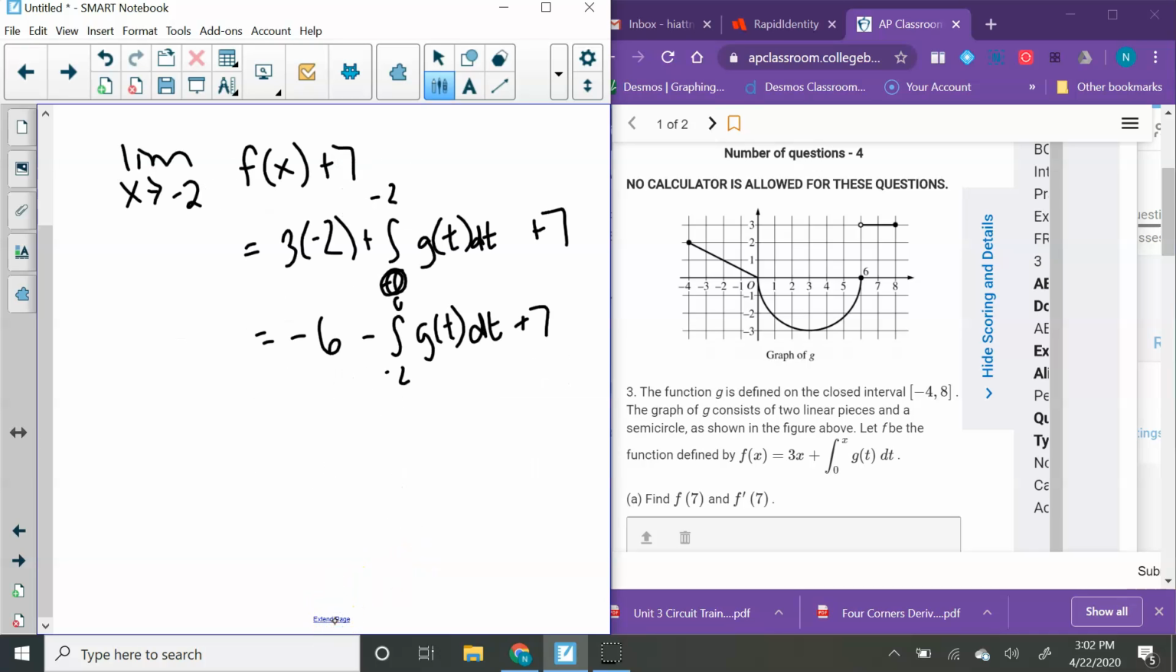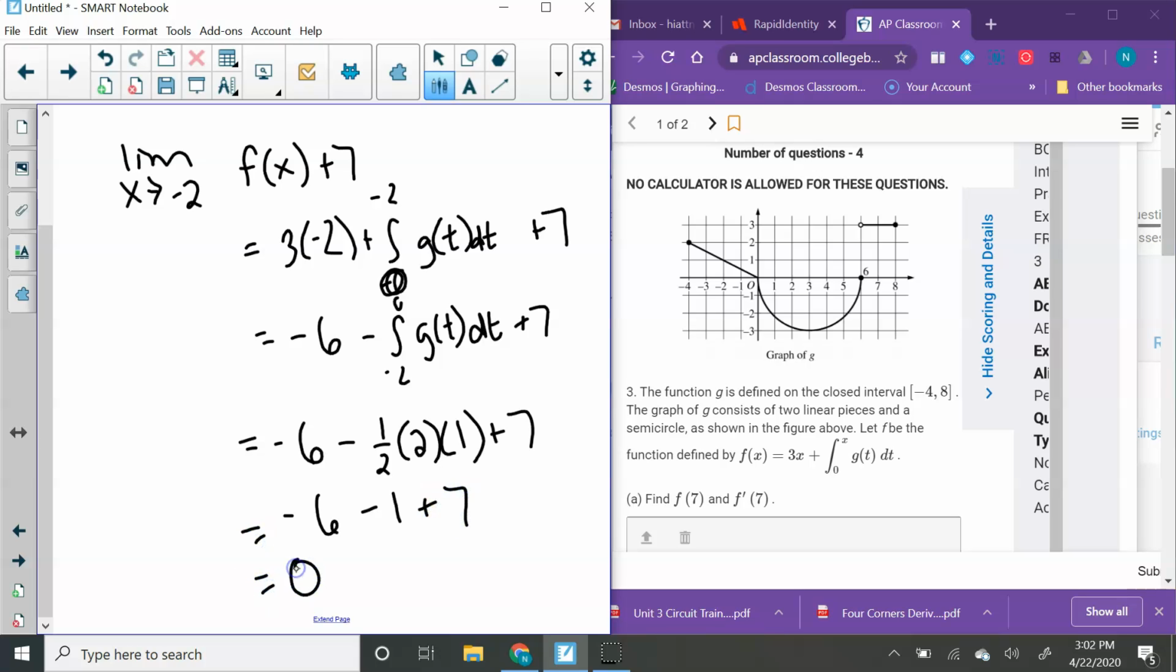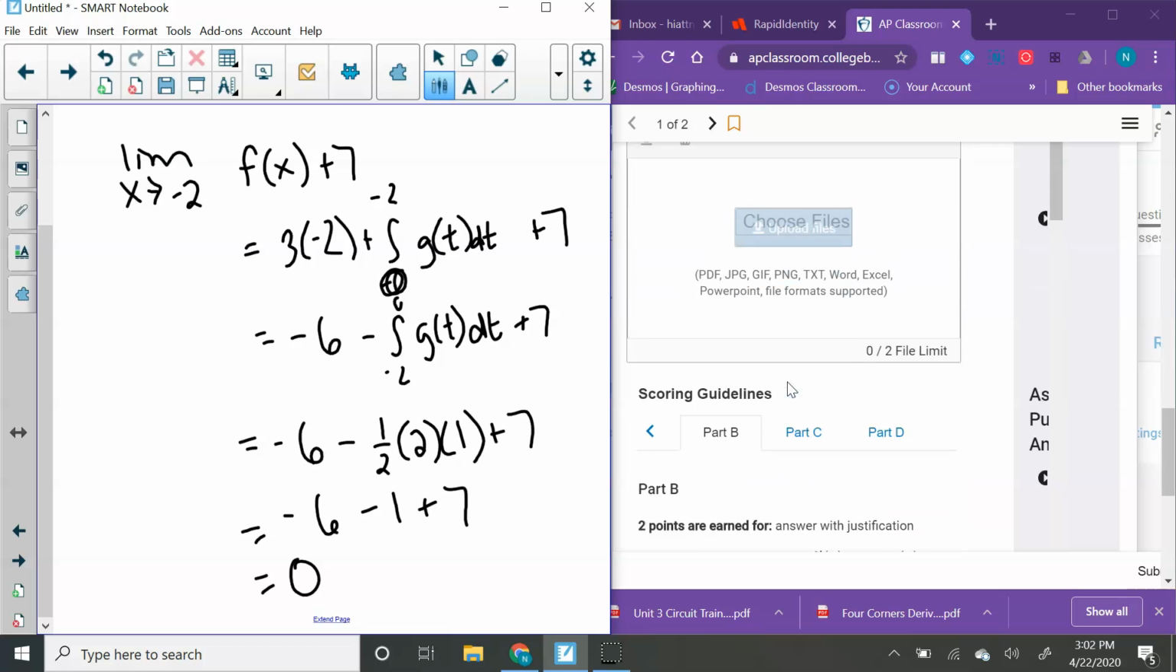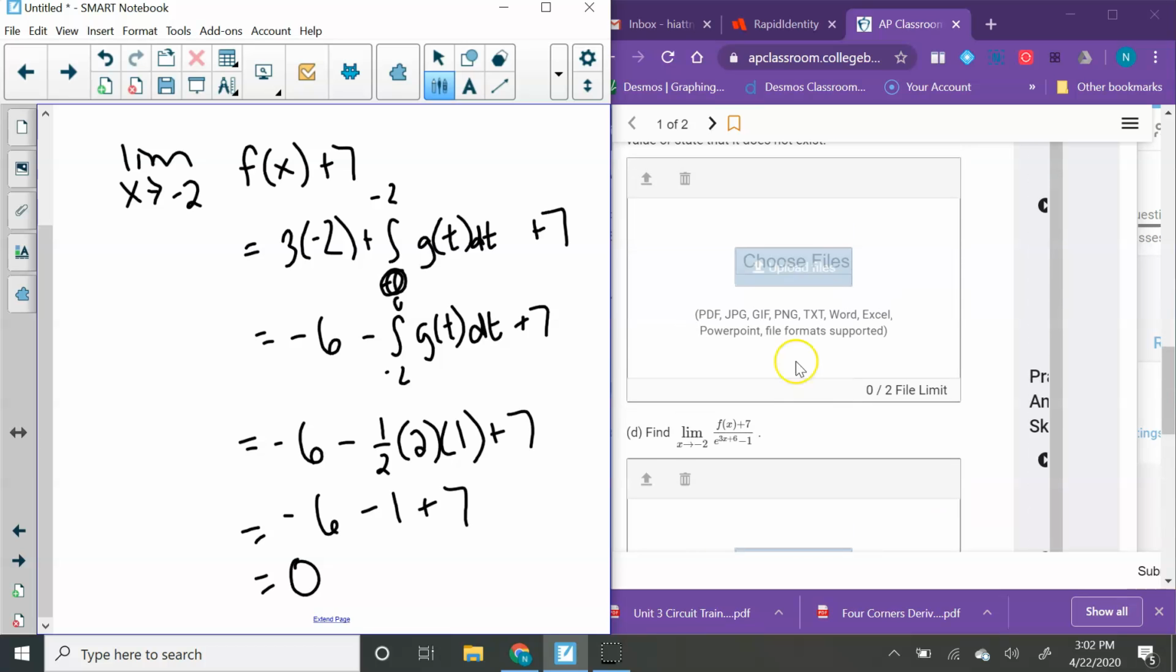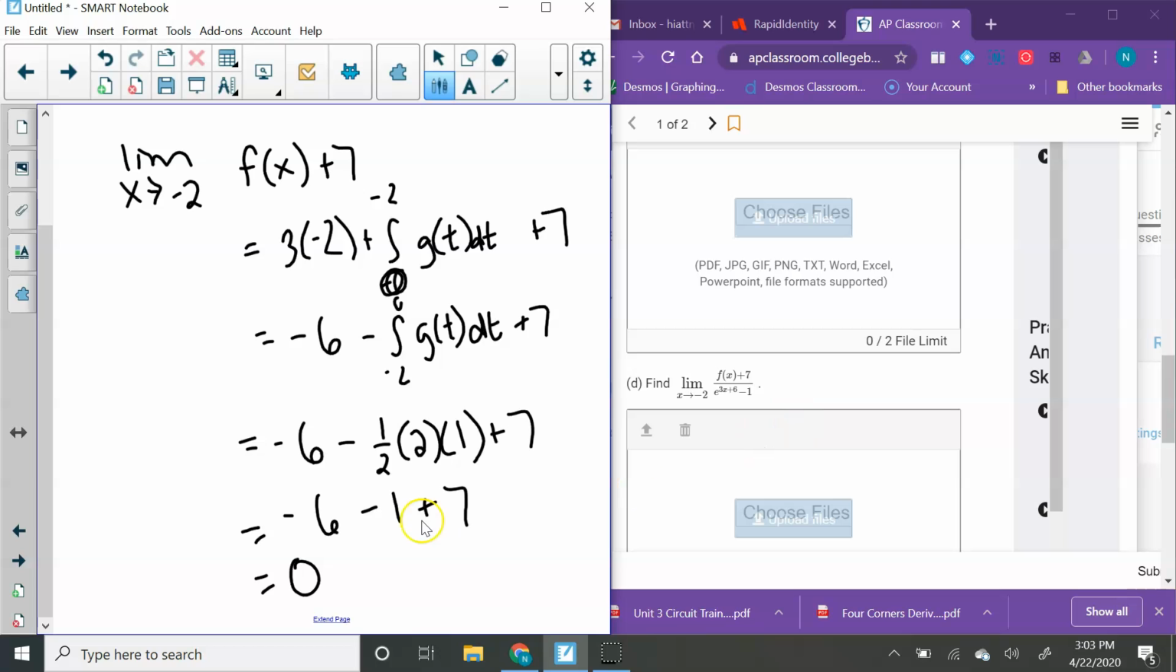And here, the area under the curve from negative 2 to 0, we'll have negative 6 minus 1/2 times 2 times 1 plus 7 here. So we get negative 6 minus 1 plus 7, and that is going to give us 0. So you don't have to show all that work, but that just shows us that the limit is 0 for the numerator. Then you also have to show that the limit of the denominator is 0.